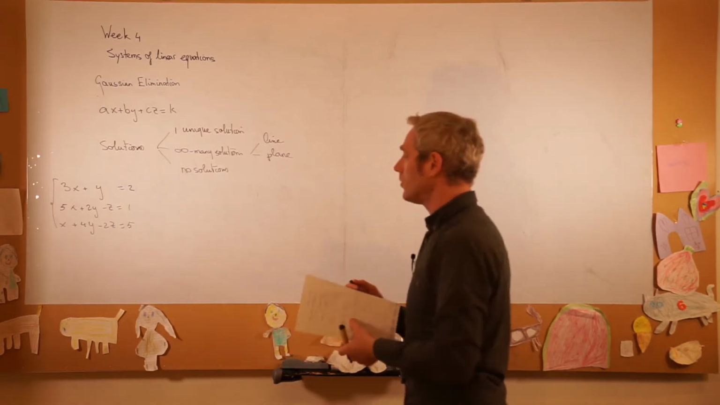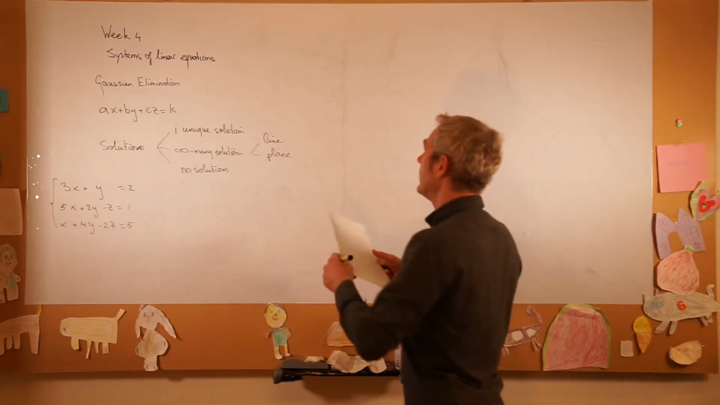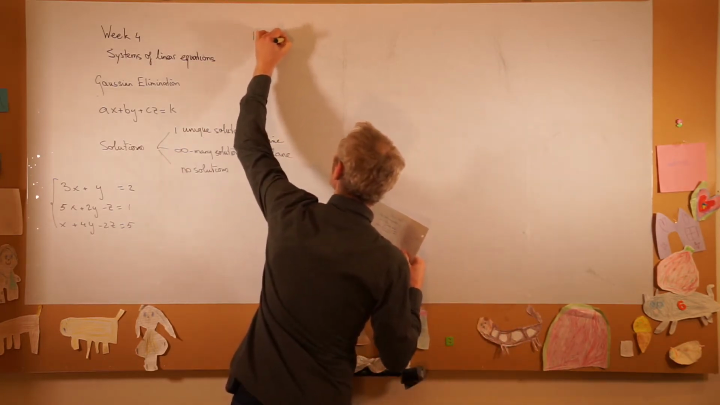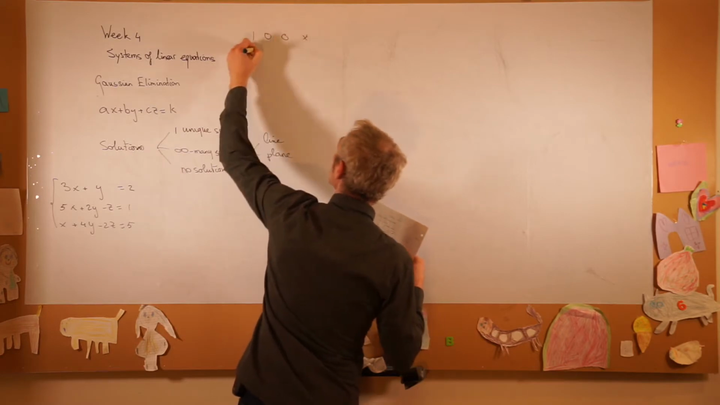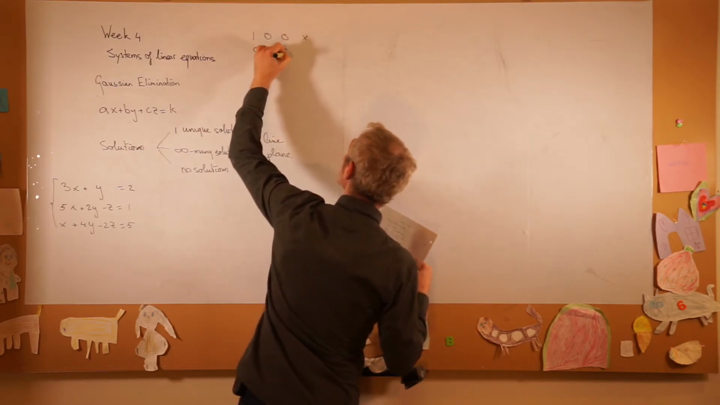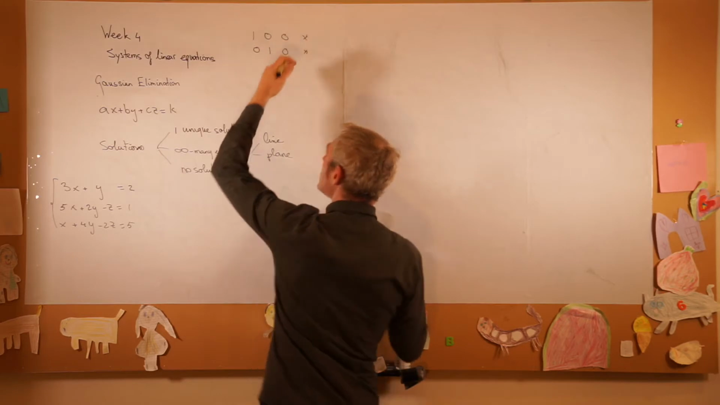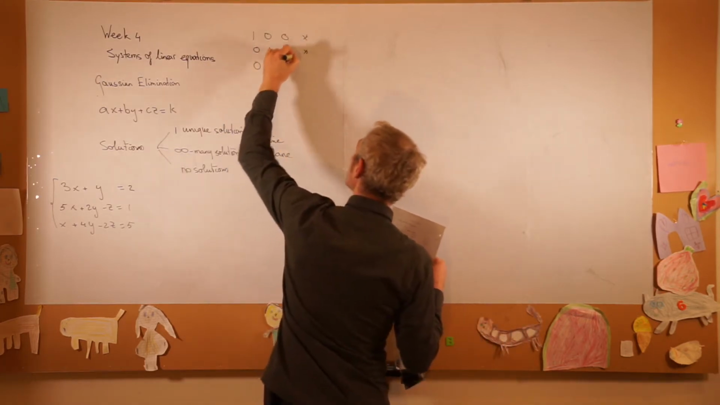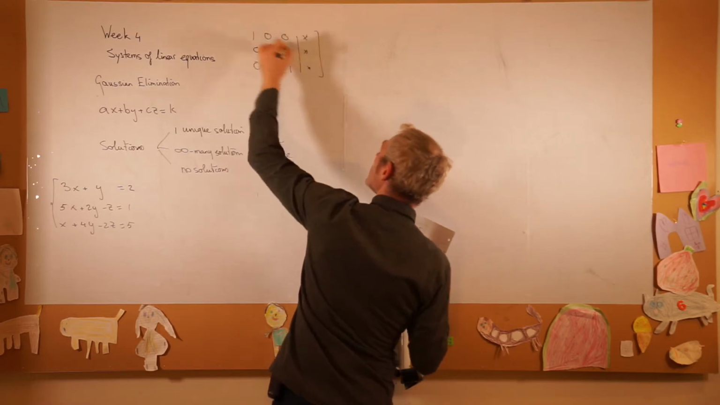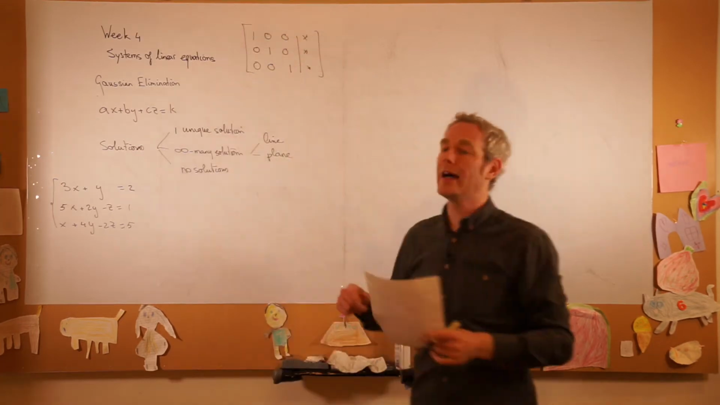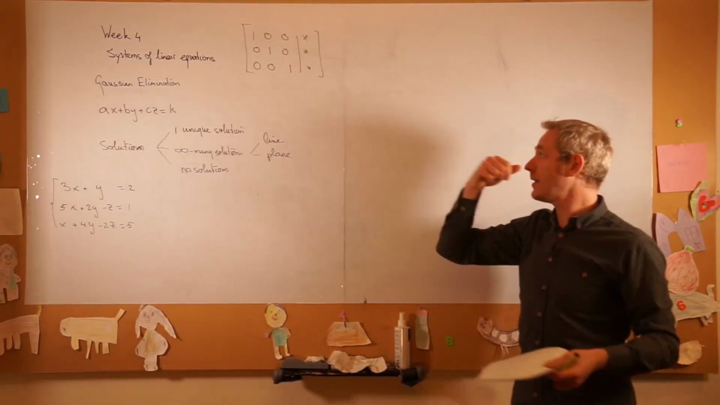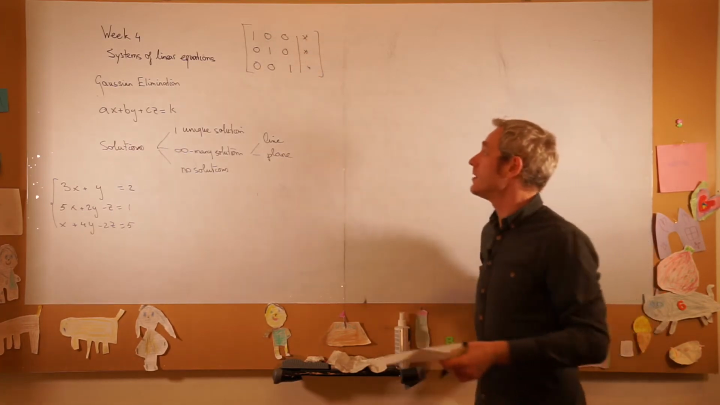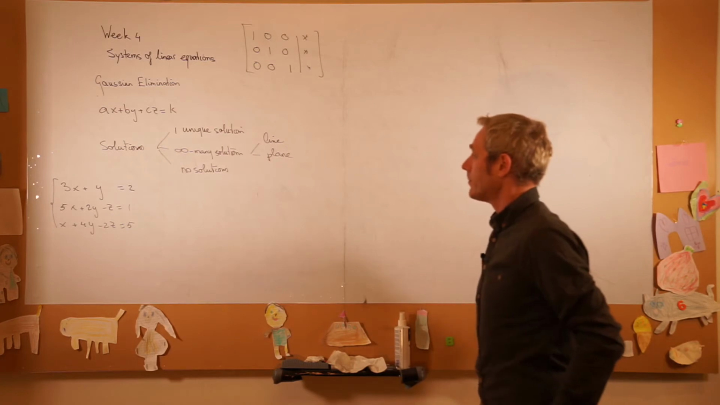And the single solution, if we end up at the end of our Gaussian elimination, will look like 1, 0, 0, then an asterisk, which is some number, 0, 1, 0 and again some number, 0, 0, 1, and again some number. So if we have a single solution, we will end up with something like this. And then our solution can be read off these 3 values.